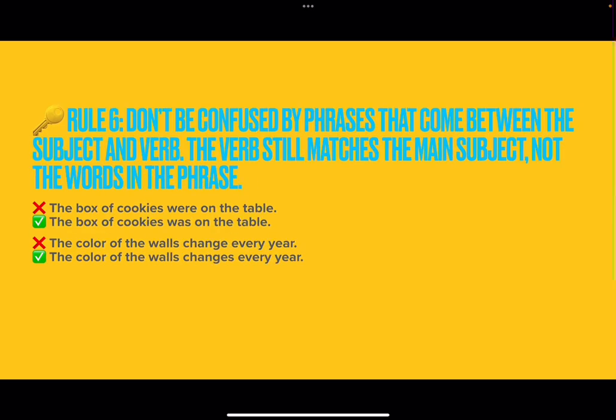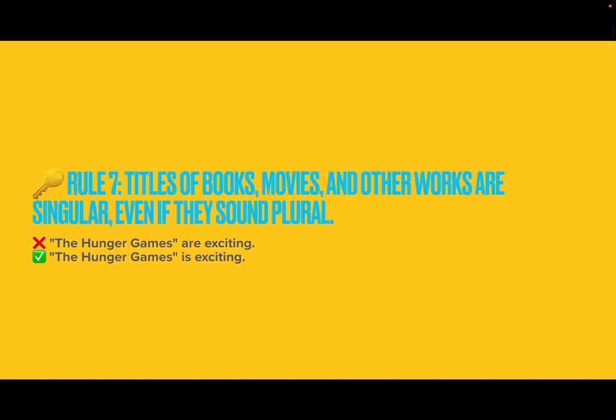This example can be confusing. I find it helpful to take what is actually the subject, the box, and put it next to the verb. The box was on the table. Cookies was on the table doesn't sound right, but cookies is just describing the subject of the box. The box, singular, was on the table.